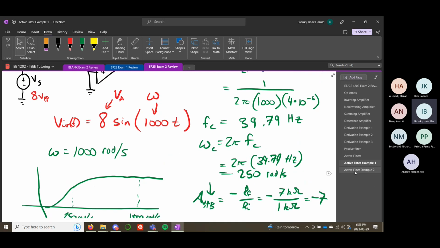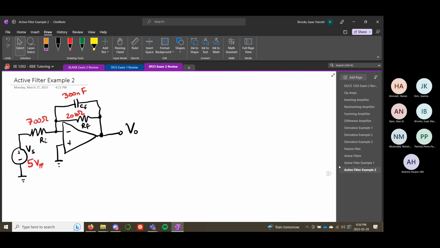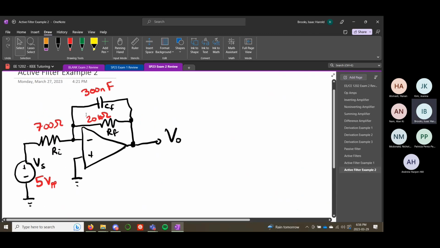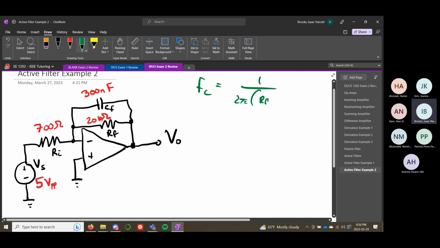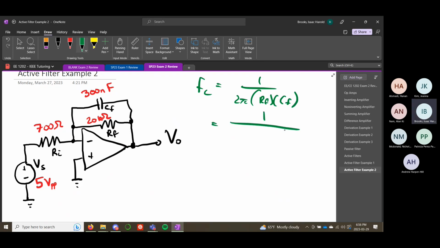So let's go to the next one. This is the other type of filter. This is a low pass filter, right? So let's find our cutoff frequency. Our cutoff frequency is going to be 1 over 2 pi times RF CF, which is 1 over 2 pi times kilo ohms.